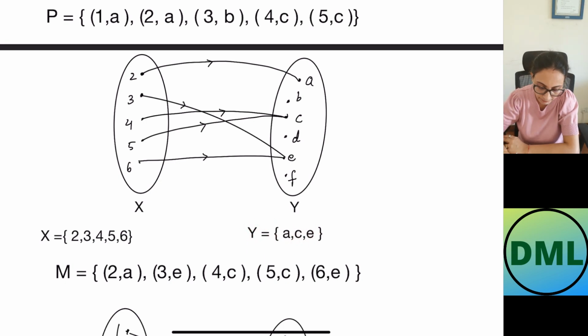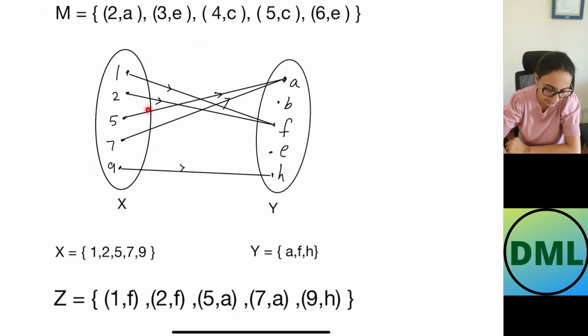As you can see from here, the elements in the domain are more than the range. Even though there are more elements in the range y, I can't write it down because they are not mapped with some of the elements in the domain. I can write down the set M as 2a, 3e, 4c, 5c and 6e. Let's see one more mapping.